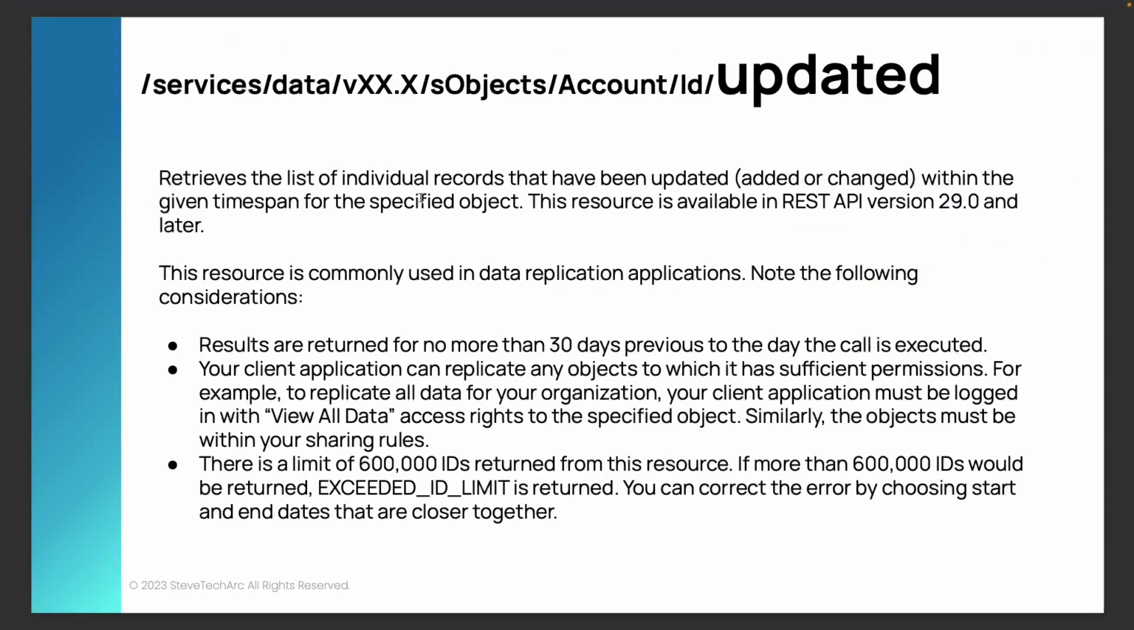Now there's one other feature I want to dive into today. Also in here is an updated. This is a capability to retrieve records in the S object that have been changed in between a date range. This is a powerful capability for data synchronization. We'll be diving into it deeper, but I just want to give you a taste in this session. So what we do is it's the account, the ID, the updated with a start and end date. And so you've got to have results within 30 days. You can handle the replication. There is a limit of 600,000 IDs, and we're going to take a look at it.